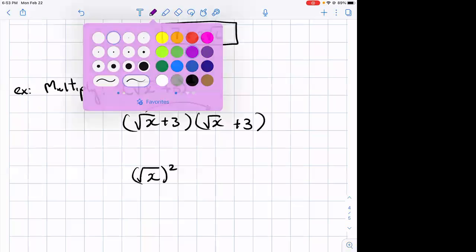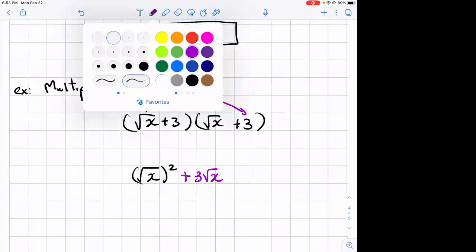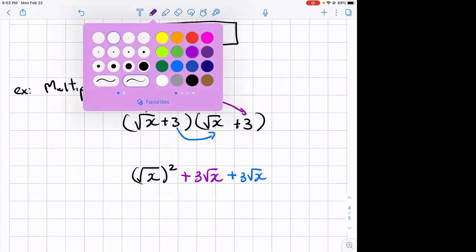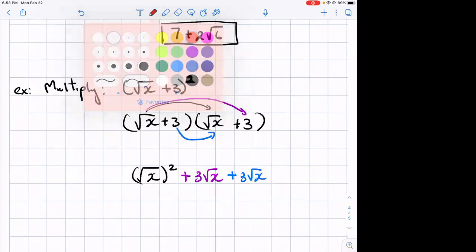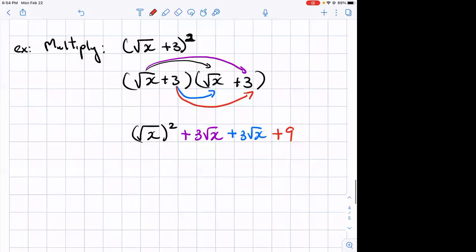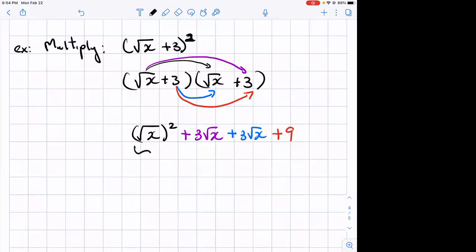And then if we do this again, root x times 3 becomes positive 3 root x. Now we move to the inner terms. 3 times this becomes plus 3 root x. And then finally, we have 3 times 3, which becomes plus 9. So we know that the square root, if we square it, this just becomes x. Here we have like terms.